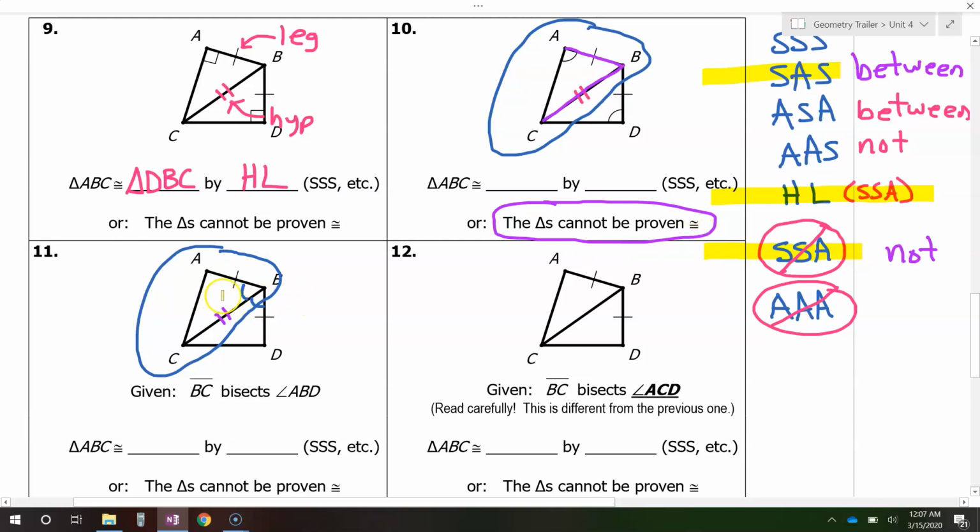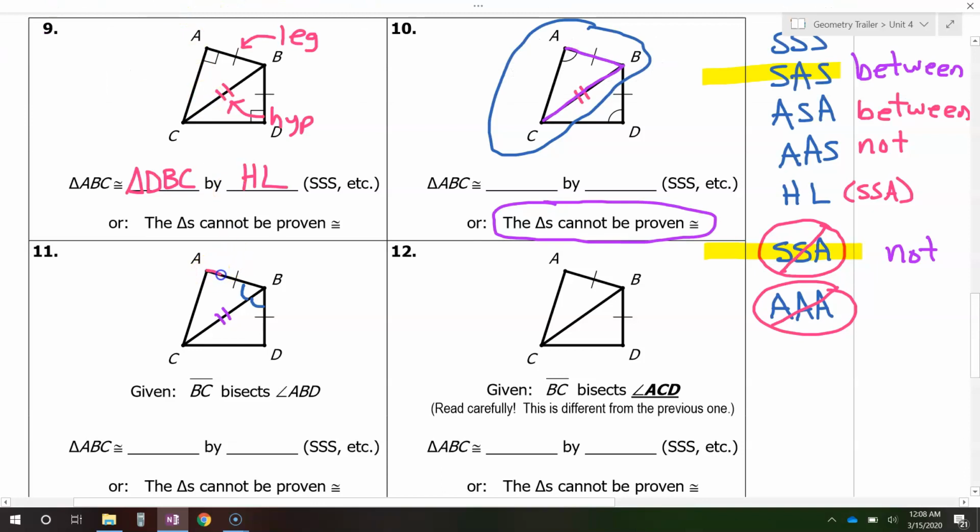Is this a right triangle? No, there's no right angle anywhere. So that means it cannot be hypotenuse leg. We can forget about that one. So it'll either be side angle side or side angle. If the angle is between the two sides, it'll be side angle side. If not, it'll be side angle, which doesn't actually work. So is it between or not? Trace the sides, and that's how you know.